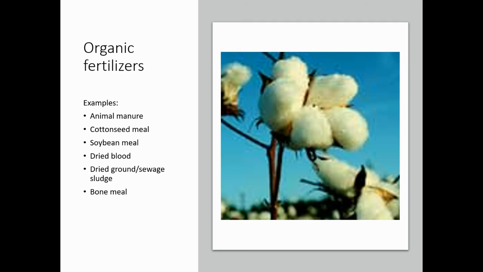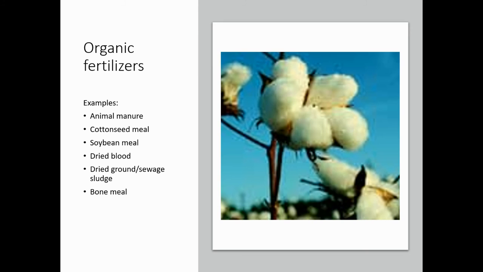So, animal manure, right? Like cow poop and bat poop and chicken poop, right? All of those things are super high in nitrogen, and those are all great sources for manure. Cottonseed meal, so that's cotton right there. So it's the seeds that are inside of it are ground up. Soybean meal, so same thing. It's like part of the soybean that's left over.